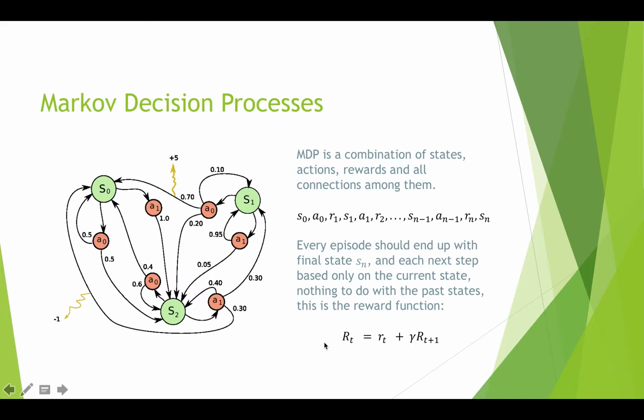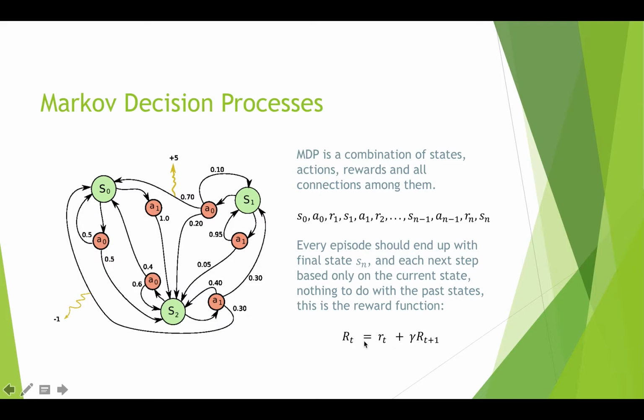Here you can see the reward function of the current state. The current reward function is based on all possible rewards of the current state, which is small rt, and the future reward function is rt plus 1. If gamma is close to 0, it means that the future will have little influence on the current state. And if gamma is close to 1, then the future reward will be very important for the current reward.